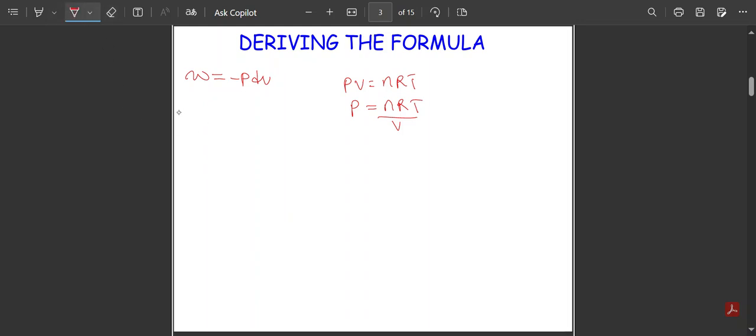So we replace P with that. This will be negative P, which is nRT over V, dV. So this can be written as negative nRT, then dV over V. Integrating this formula, we are going to have negative nRT, and the integral part will only touch where dV is, so we have dV over V.